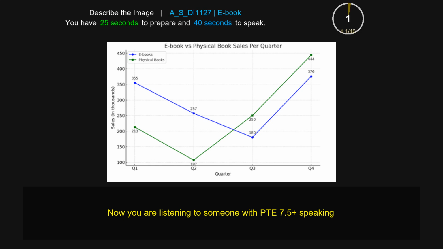The line chart illustrates the information about ebook versus physical book sales per quarter. The x-axis represents sales 100 to 450, y-axis quarter Q1 to Q4.